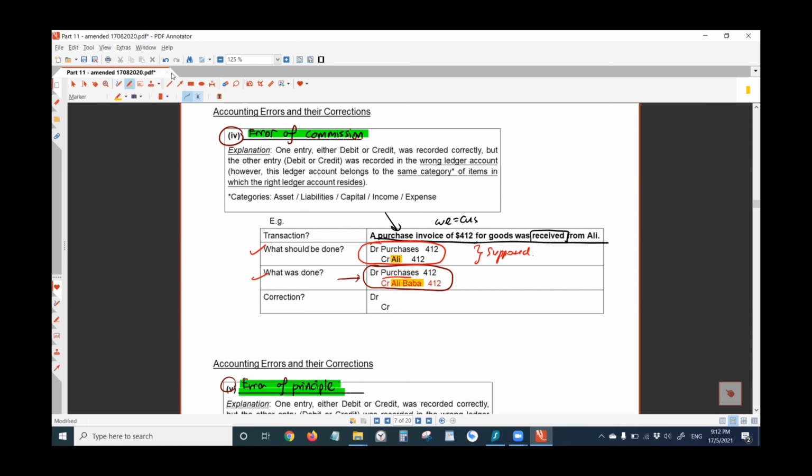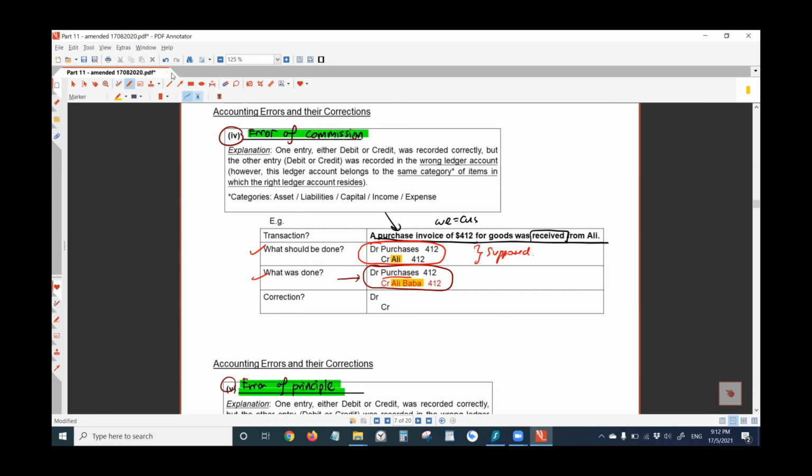Now look at the one at the bottom, error of principle. I have the same transaction here. Purchase invoice 412 for goods was received from Ali. This means the same as we buy goods on credit from Ali. So the supposed entries are what I mentioned earlier.